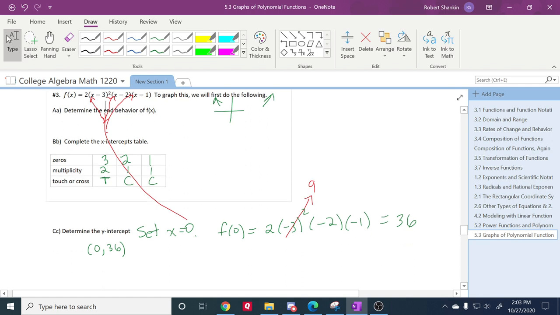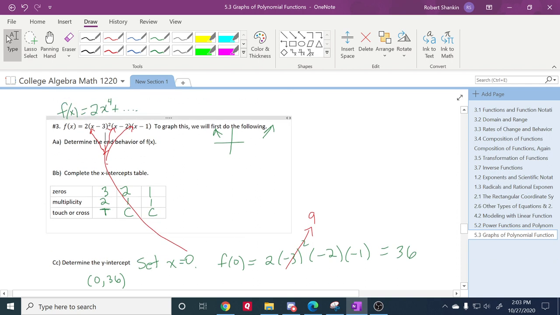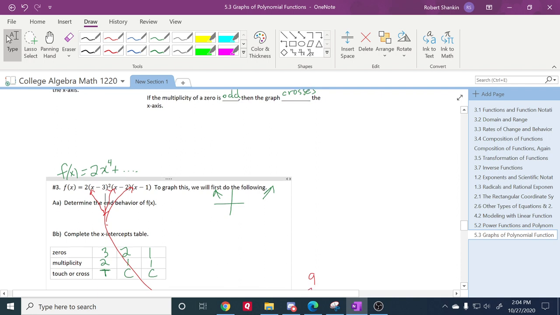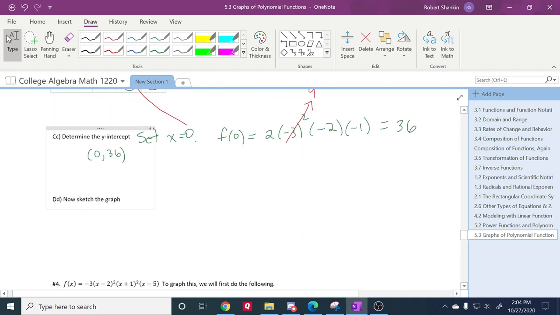Okay, now we got the y-intercept. We have all the x-intercepts and their multiplicity. Actually, we don't really need the multiplicities. We just need to know whether they touch or cross. We use the multiplicity to help us figure out touching or crossing. And we have the end behavior. With all that information, we can now do the sketch of the graph.